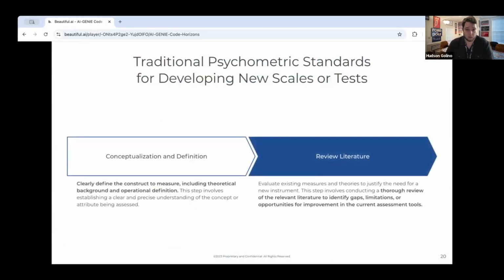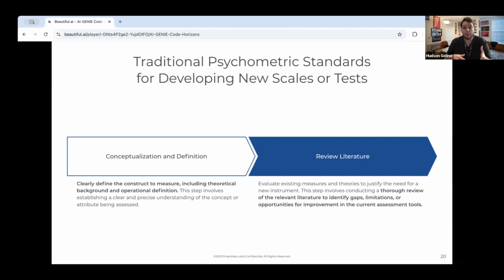There are many interesting things. But if you look at all the books published, all the guidelines by the APA, by the International Test Commission, and so on and so forth, we can divide the process of developing and validating new measurements, new scales, as follows. The first step, and the most important first step, of course, is the conceptualization of the construct and the definition of the construct. So we need to clearly define the construct we're going to measure, including the theoretical background and having an operational definition.